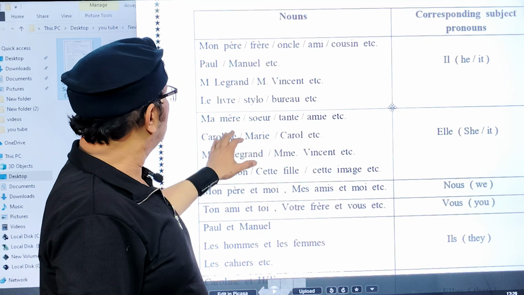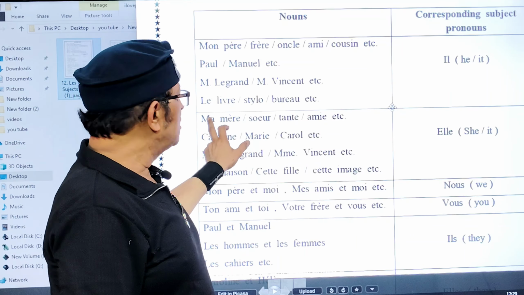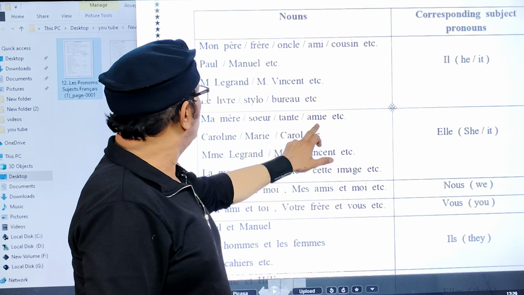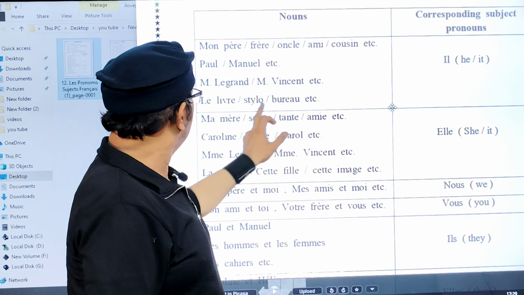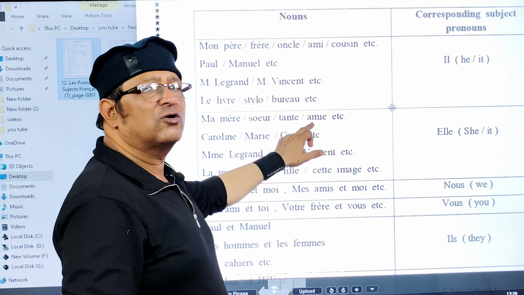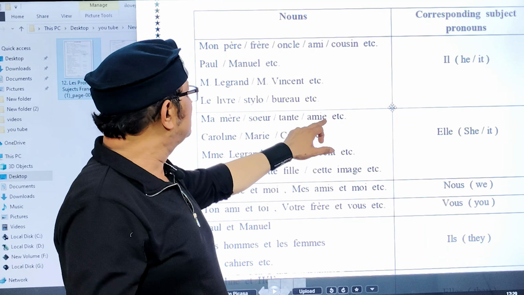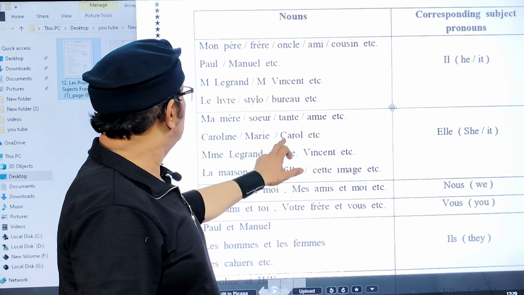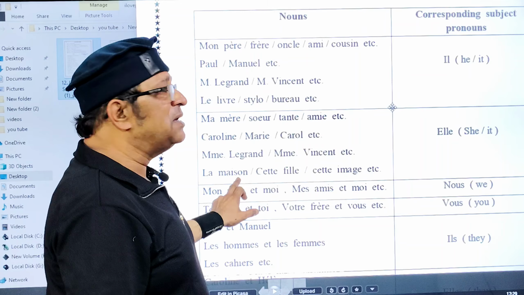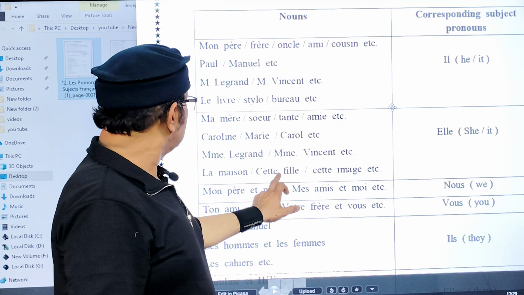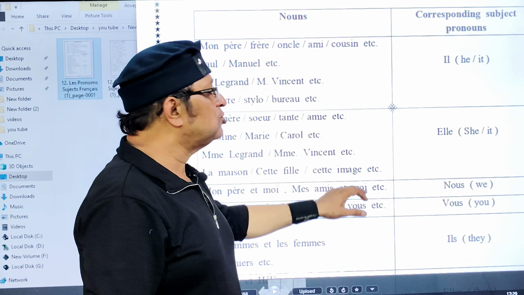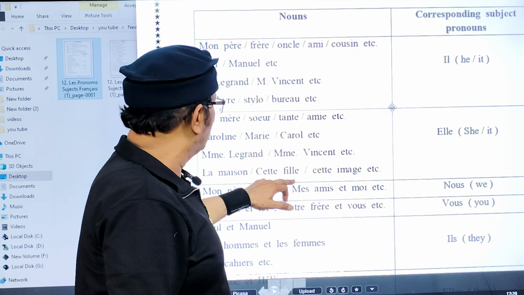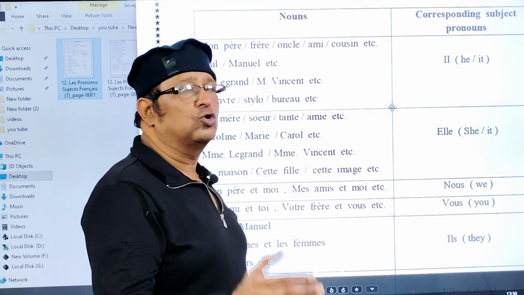Then here you can see now feminine. Ma mère, my mother. Ma sœur, my sister. Ma tante, my aunt. Mon ami, so we have to use here mon. This ma will change to mon before a word starting with a vowel, that is A E I O U H. Then Caroline, name is there, feminine, yes of course. Marie, Carole. Then la maison, that is house. Cette fille, this girl. Cette image, this picture, that is it. This picture is feminine word. We have to use elle for this to conjugate the verb.